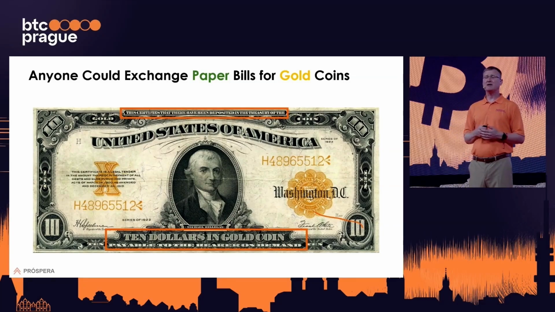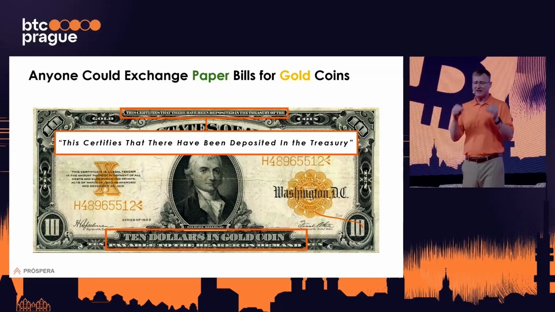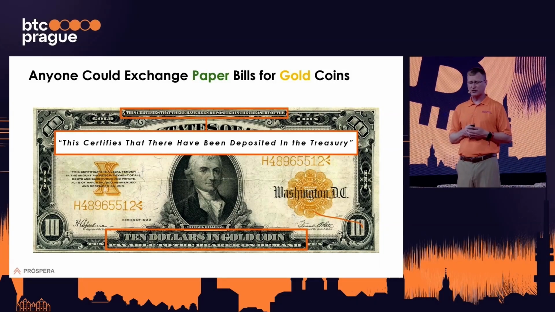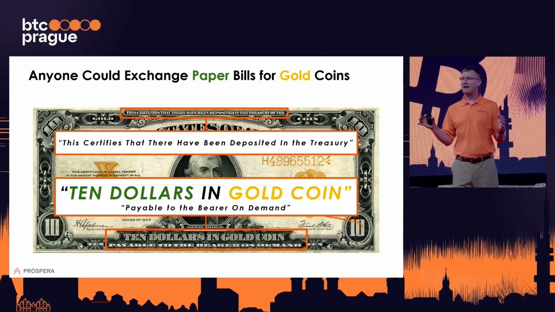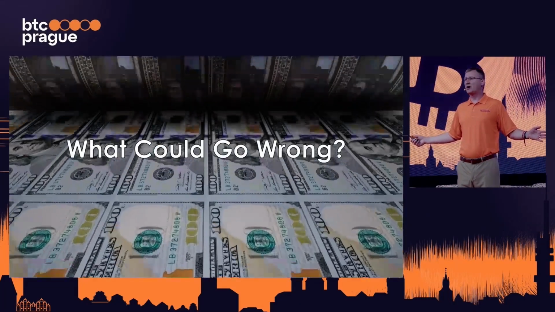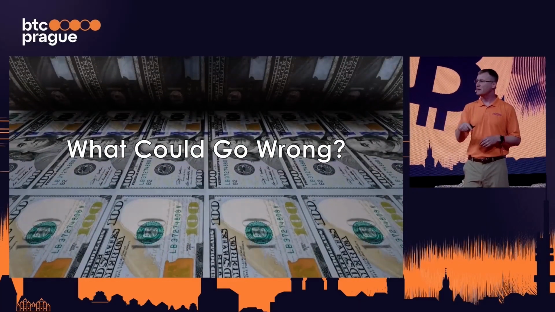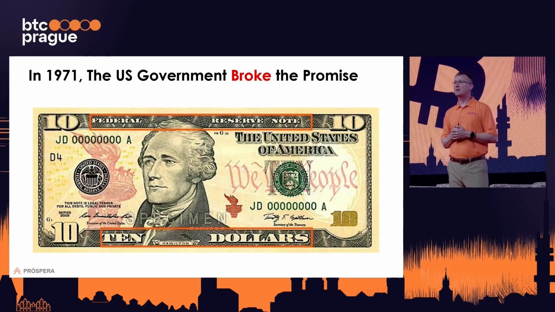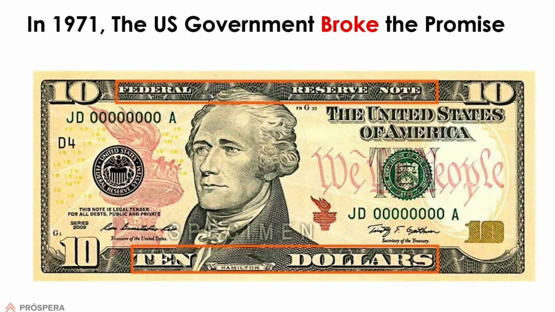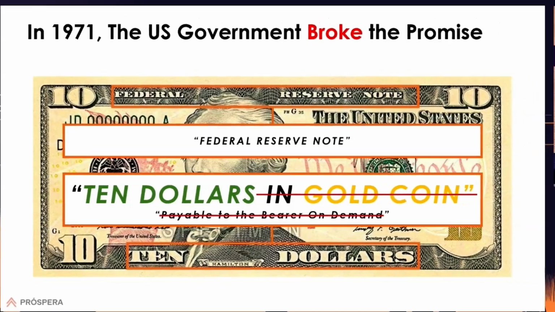Paper money used to represent gold. And if you zoomed in on a piece of paper dollar, you could actually see that on there it said, this certifies that there have been deposited in the treasury $10 in gold coin payable to the bearer on demand. What could go wrong? Every time the gold standard has ever been tried, the government prints too much money and breaks the promise. In 1971, the US government broke that promise, and they actually changed the words on the dollar to say Federal Reserve note.